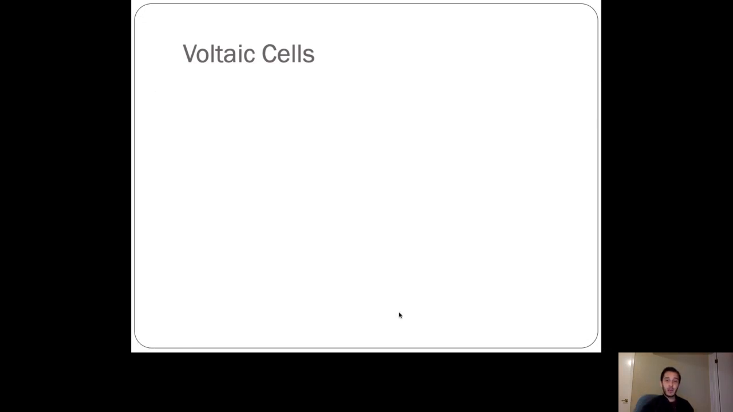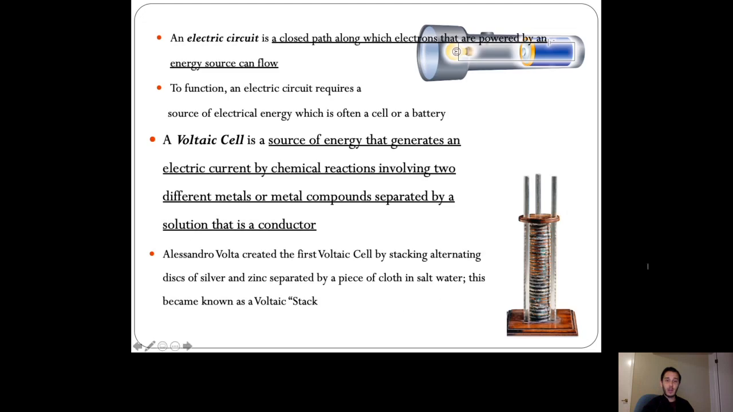So if we go back, we're going to look here at the voltaic stack that Alessandro Volta came up with. He has the electrodes because he's got silver and zinc pieces stacked up. And then there is an electrolyte, that's the salt water that's soaked into the cloth that he puts in between each metal.